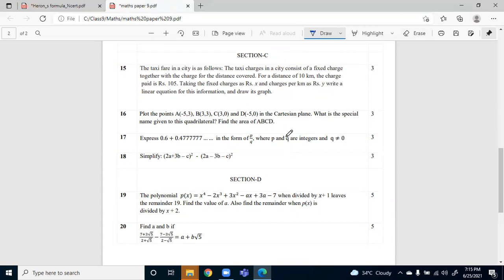This is correct. Okay. So let's move to the 17th question. That is the doubt of, I remember, Divyansh. So 0.6 is like you can write 6 by 10.